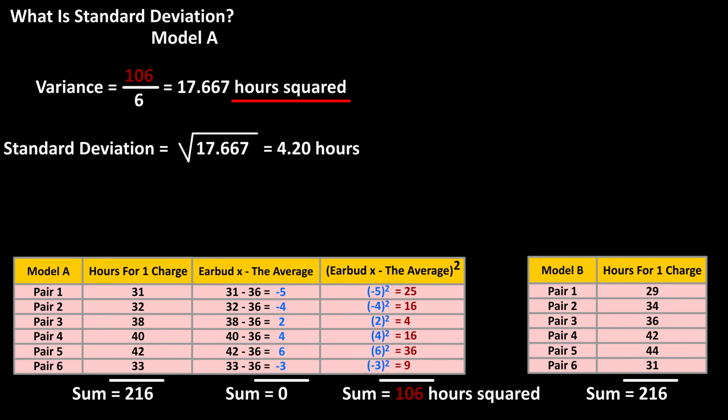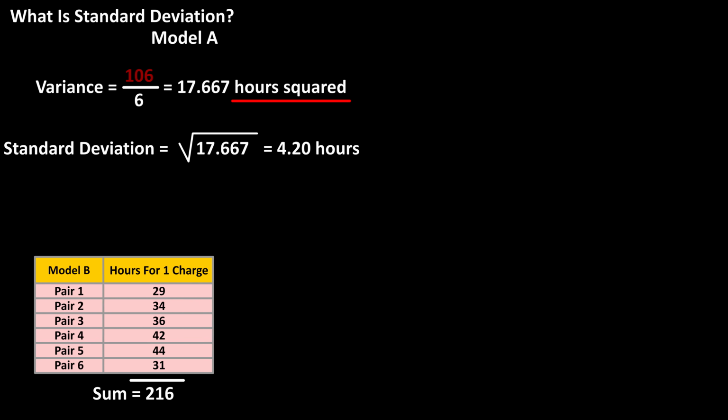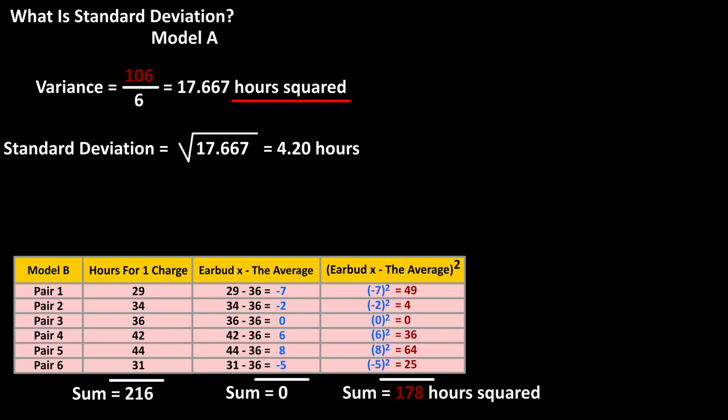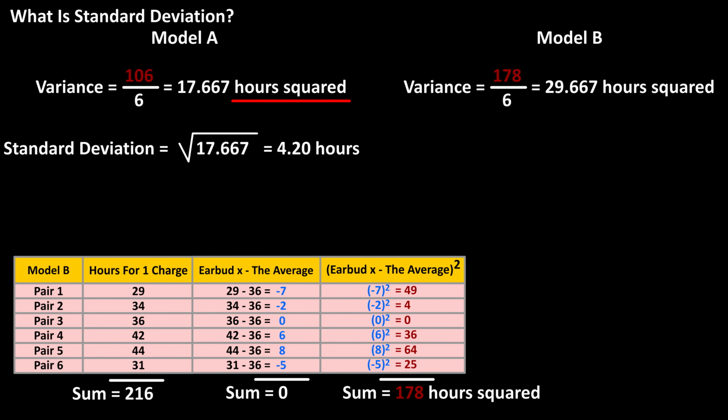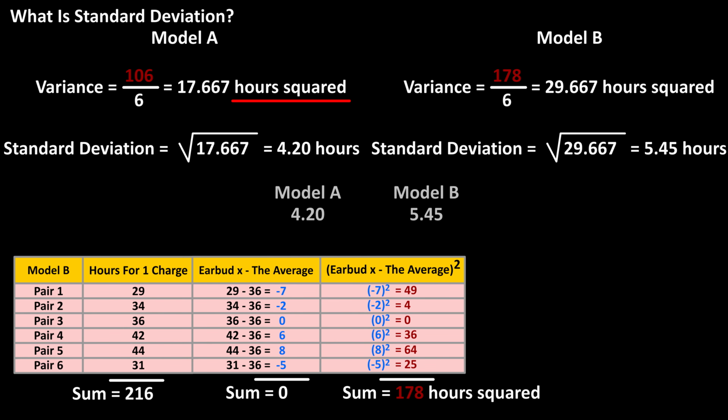And the standard deviation by itself doesn't really tell us much, as we need something to compare it to. So on the screen is the process for going through and getting the standard deviation for the Model B earbuds. And this results in a standard deviation of 5.45 hours, rounded off. Now we can compare the standard deviations of each of the models. For Model A, we have 4.20 hours, and for Model B, we have 5.45 hours. So Model A has a standard deviation of 1.25 hours less than Model B.